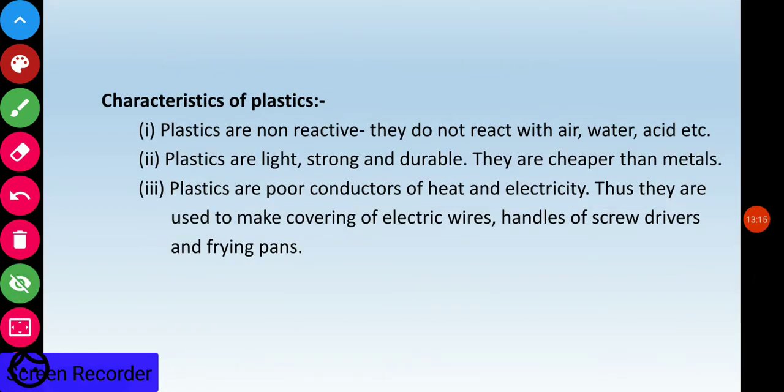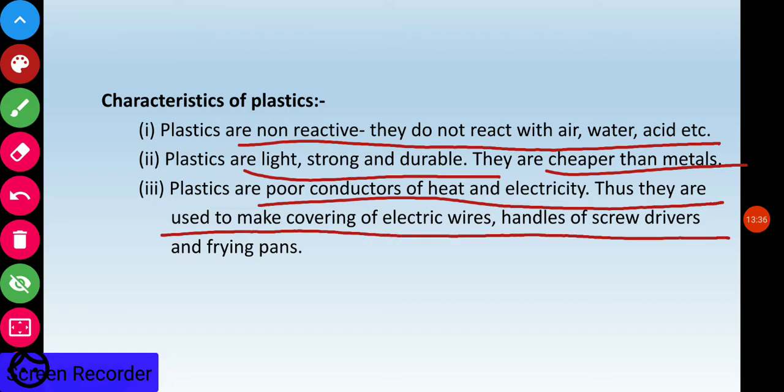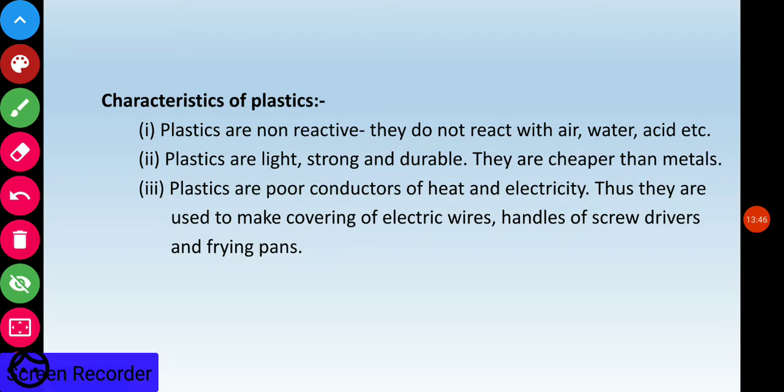Now characteristics of plastics. Plastics are non-reactive, they do not react with air, water and acid, etc. Light, strong and durable, cheaper than metals, poor conductors of heat and electricity, thus they are used to make coverings of electric wires, handles of screwdrivers and frying pans. Plastic has many characteristics or advantages, and that is why plastic has taken a large place in our daily life.